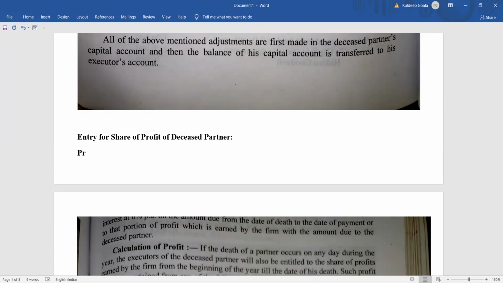We keep it as a firm's loss. That means it will be a loss of the firm, because paying the partner will cause a loss to the firm. So we take that it is going to be a loss for the firm, so it is profit and loss. We call it suspense account.